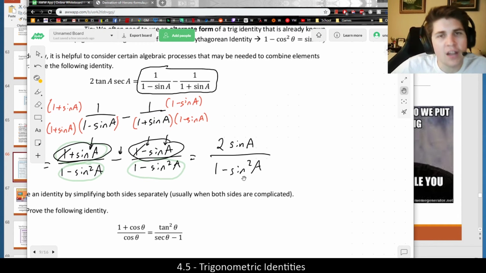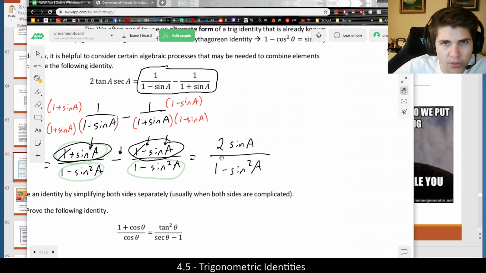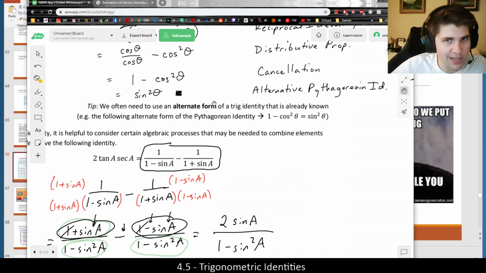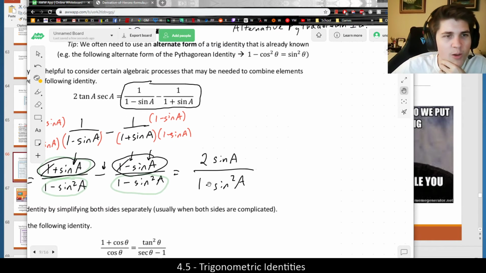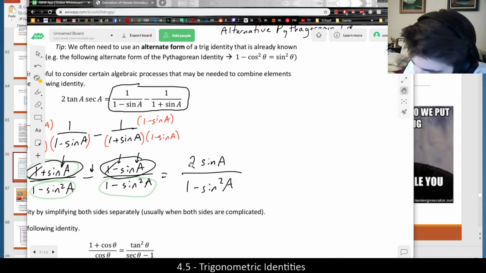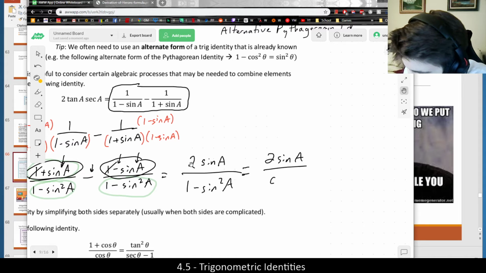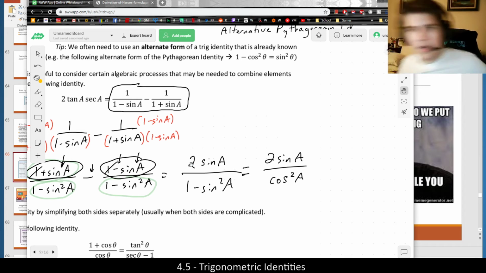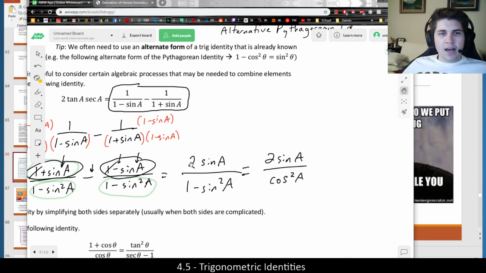And another thing I could recognize is that I have 1 minus sine squared on the bottom. And like in the last question, whenever you see sine squared or cosine squared, especially with each other or with 1, those often will change using the Pythagorean identity, because 1 minus sine squared is equal to cosine squared by the alternate Pythagorean identity, for the same reason we said before. So I can change that 1 minus sine squared into a cosine squared. And again, it's cleaning things up, making things better and better.